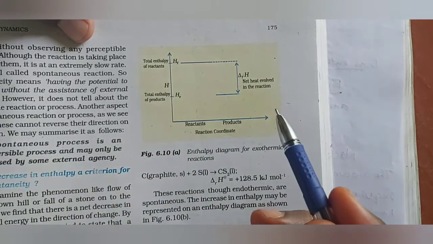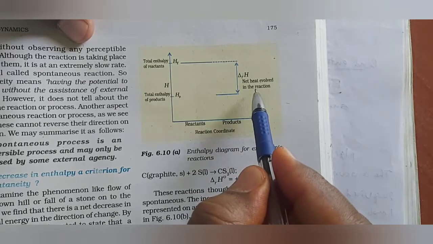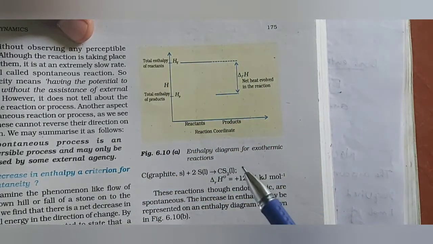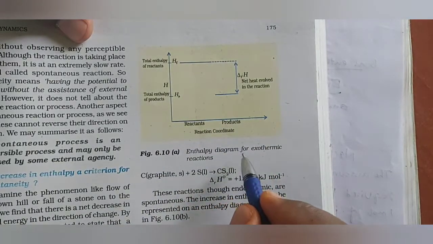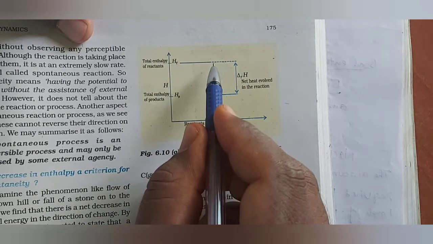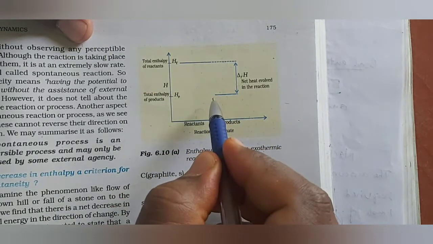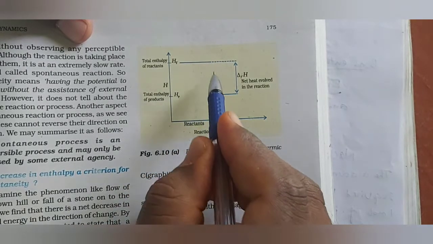Reactants will lose energy to form products. Net heat is evolved in the reaction. This is called an exothermic reaction. This is showing an exothermic reaction. See, the enthalpy diagram for exothermic reactions: the heat energy of reactants is greater than the heat energy of products. Then when reactants are converted to products, energy is going to be released.